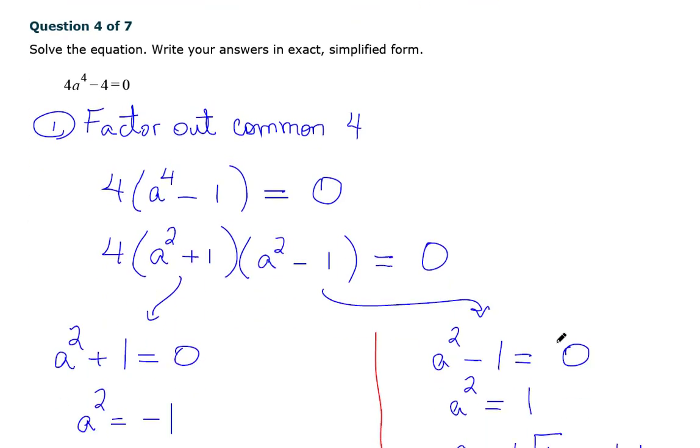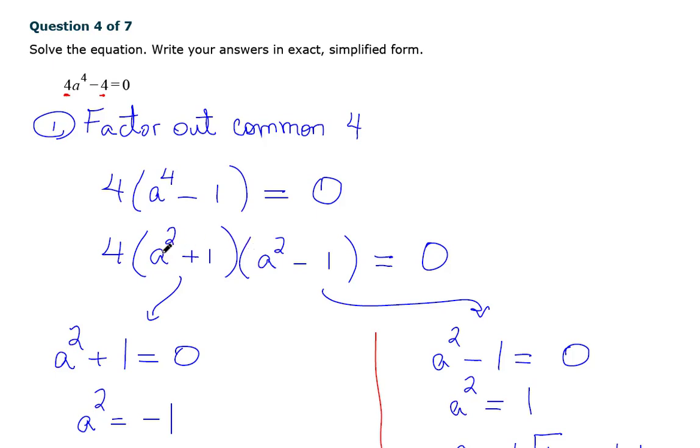Let's see, question 4. Well, looking at this, first thing I notice is I see a 4 in common. So take out the common 4. And again, when I take out this 4, there's still a 1 there. And you can check that you could get back the previous line. Now this a to the 4th is a little different maybe than what you've seen before, but it works just like the difference of two squares.